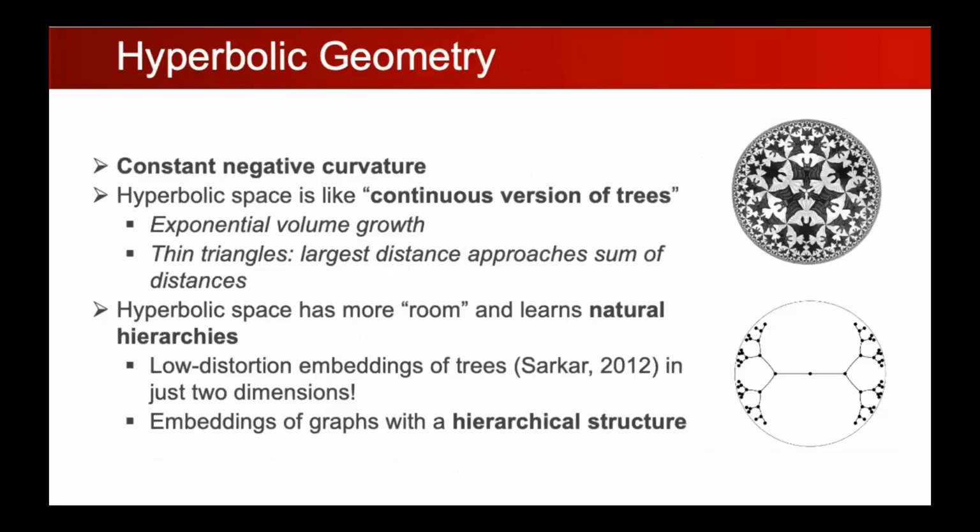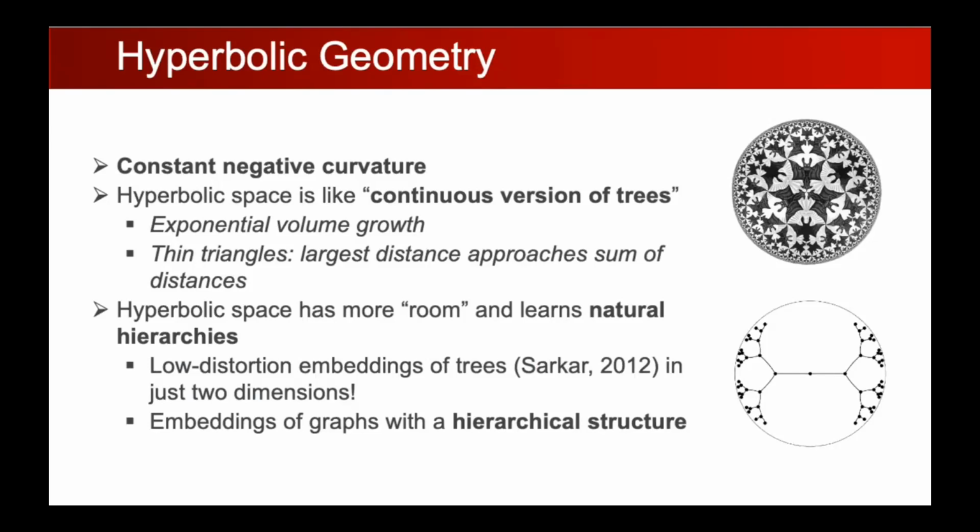And so in the context of hyperbolic geometry, the fact that it has a constant negative curvature and that lines curve away from each other makes it behave really close to tree metrics. In some sense, hyperbolic geometry is like some sort of continuous version of tree metrics. And there are several properties to illustrate this statement, the first being the exponential volume growth.